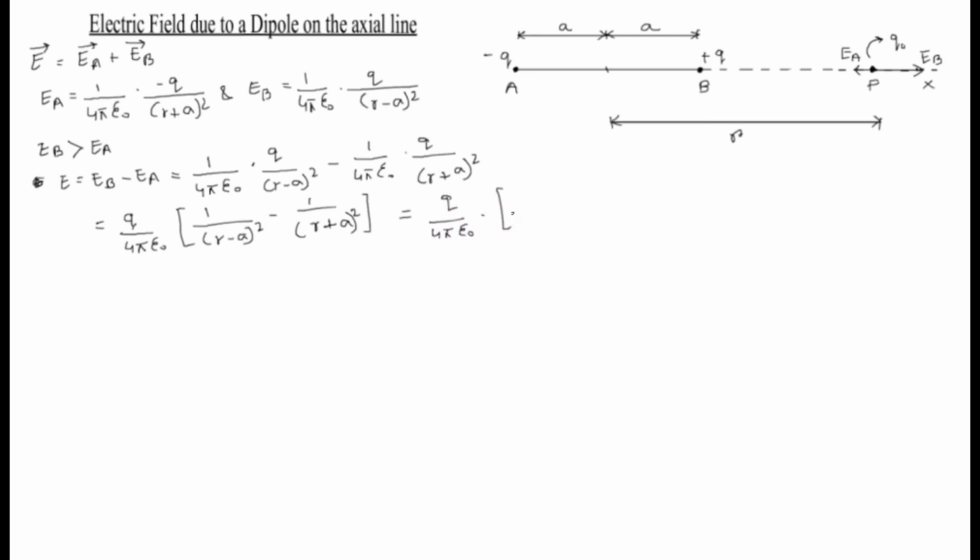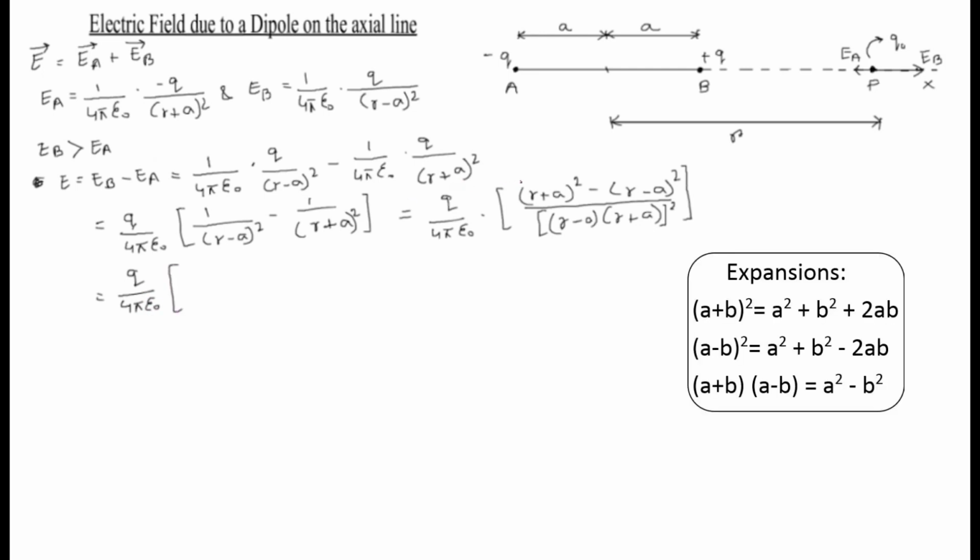See, so I'll do LCM. So in the numerator it becomes (R plus a) whole square minus (R minus a) whole square, whole divided by (R minus a) into (R plus a), and I'll write this square outside just for simplicity. So I'll solve this. This part remains as usual.